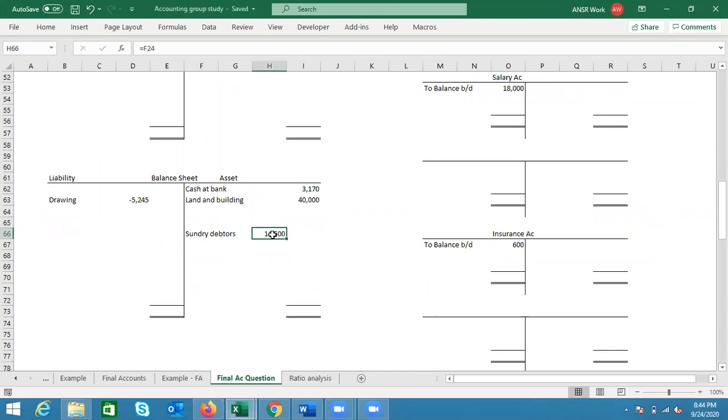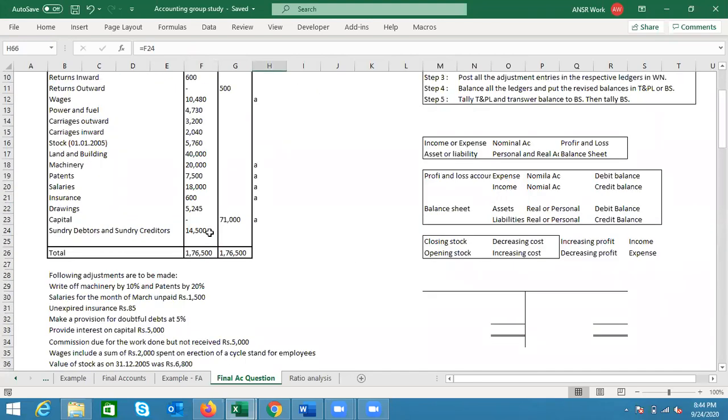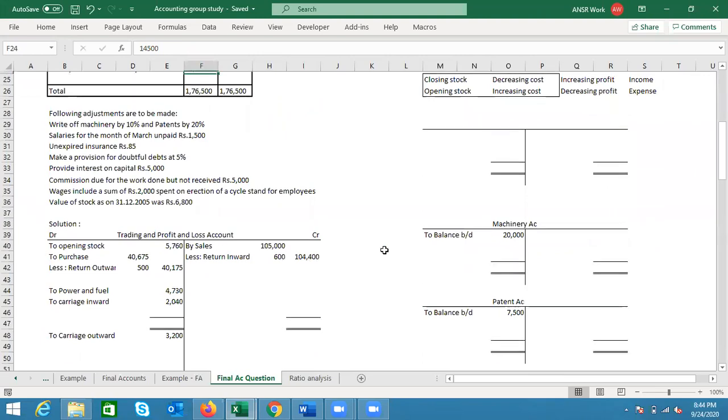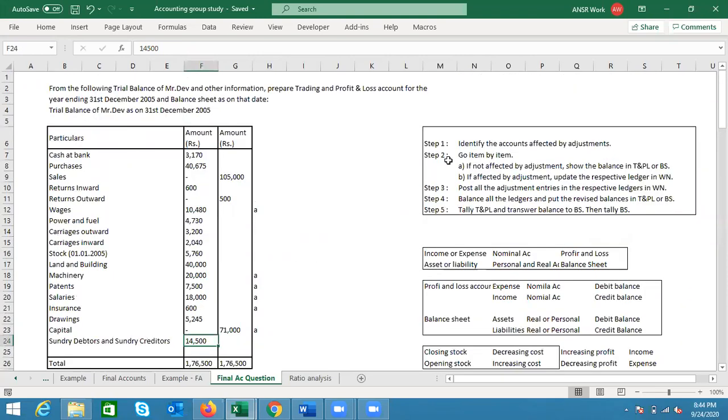Now 14,500. Here, we are done with the trial balance. We are absolutely done with the trial balance. Whatever we had to do, we are done. That means our step 2 is done. So step 2 is only for the trial balance.